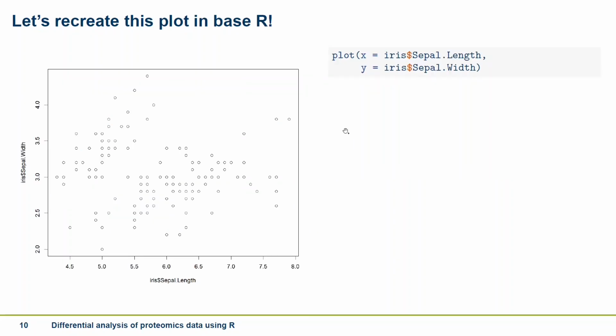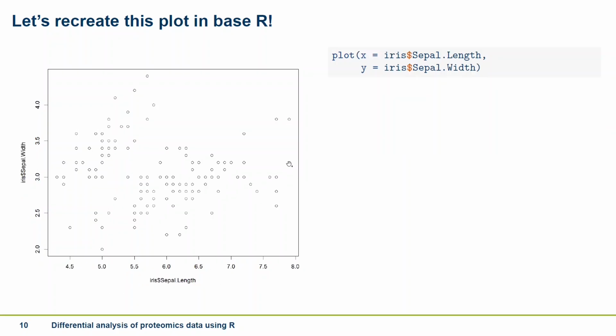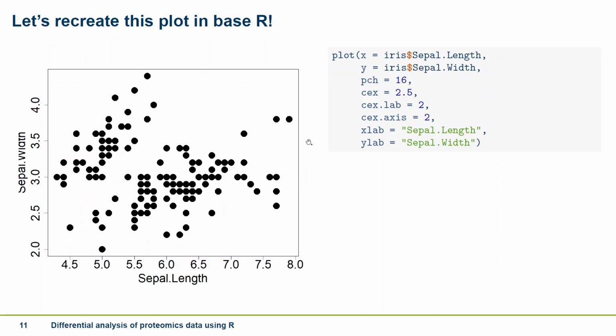Now we can have a look at what happens if we recreate this plot in base R. We start with the basic scatter plot, then we increase the font size, we increase the size of the dots, we also change the shape from a circle to a solid dot, and we change the axis labels because before you always had this iris dollar before that, which is not that pretty.